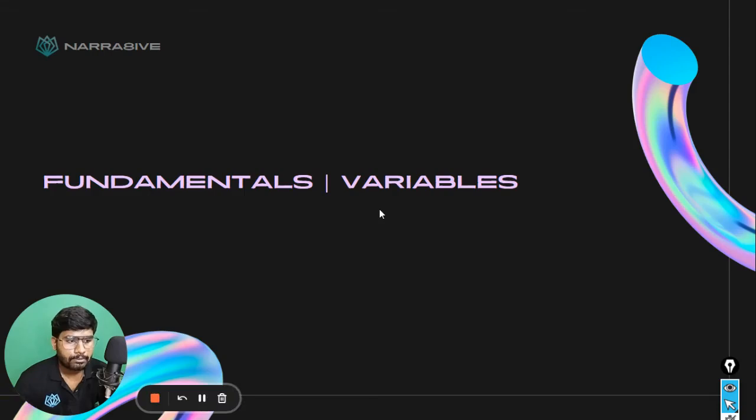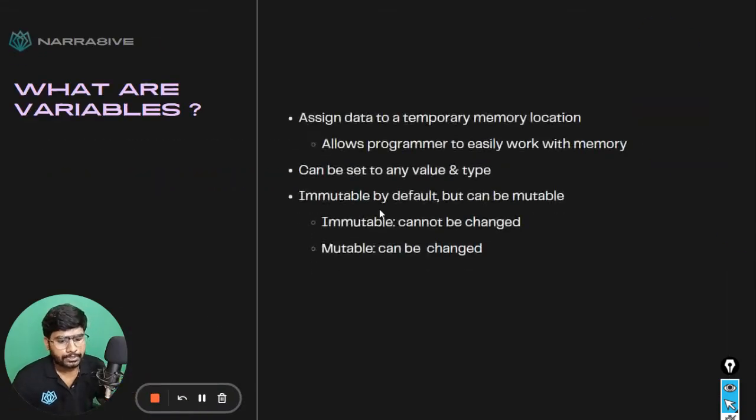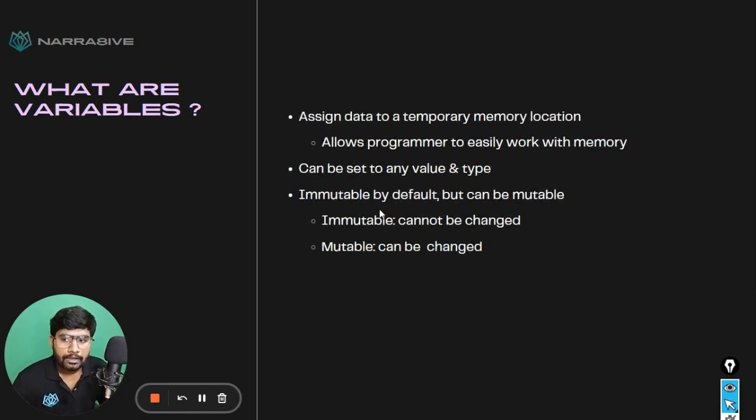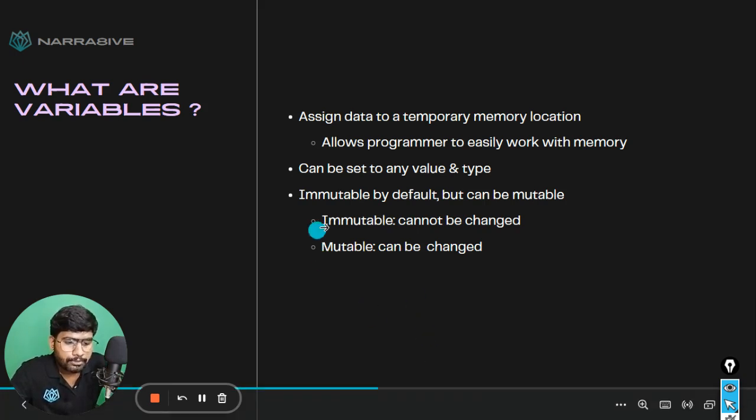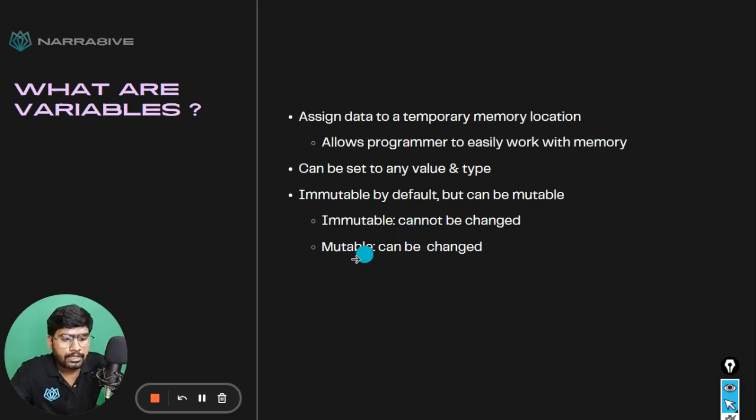So let's talk about variables. Now, variables are a way to deal with memory. They help us assign any kind of data or any type of data to memory. And in Rust, we have two types of variables: immutable ones and mutable ones. Immutable variables are those whose value cannot be changed. Mutable variables are those whose value can be changed.